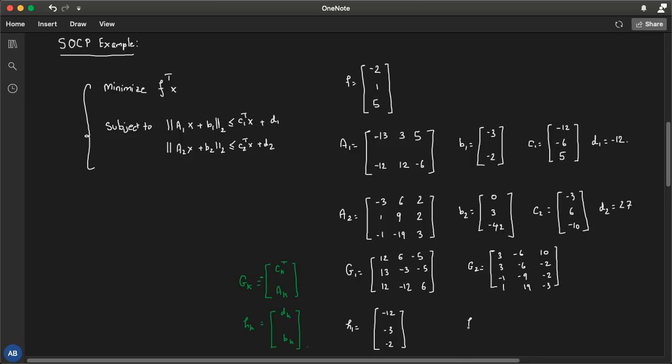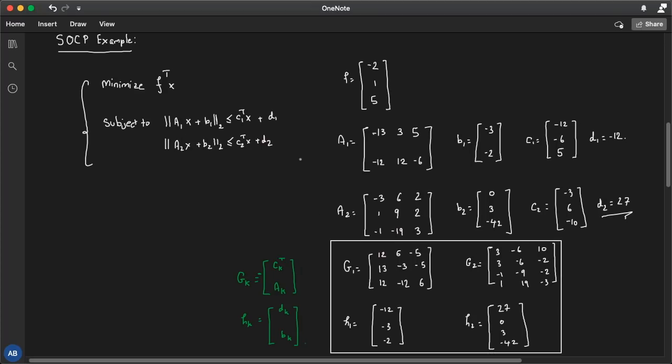Now we've got the H2 to fill up, and we're done formulating the problem, if you will. So H2 is D2, B2. Where's D2? It's over here, so that's the 27. And my B2 is 0, 3, minus 42. Okay, now we've got the two matrices and two vectors that we want to solve our problem. Where are they? Well, they're here. We're going to use them to solve the problem.